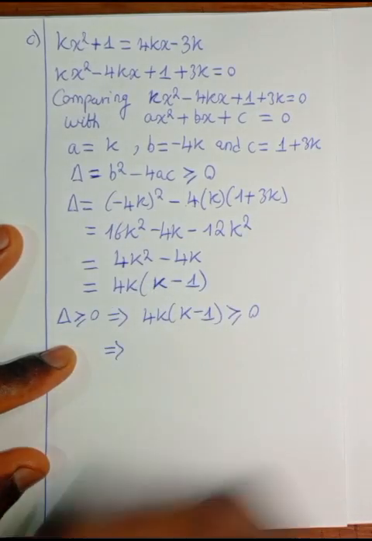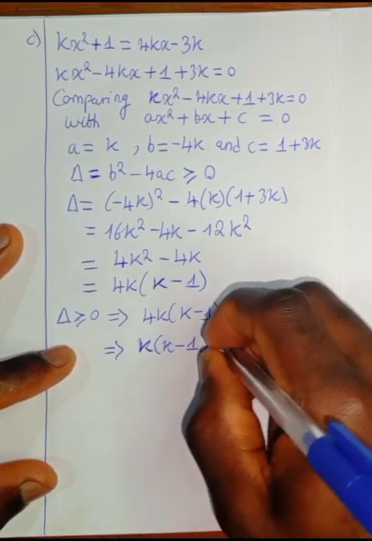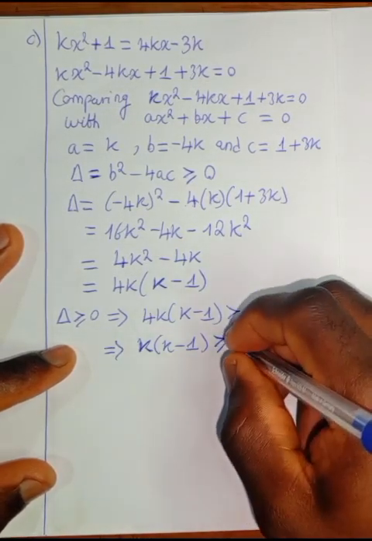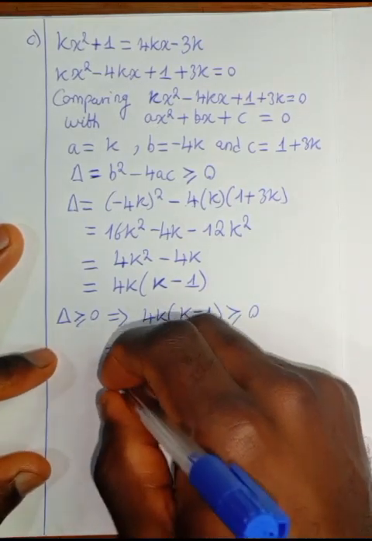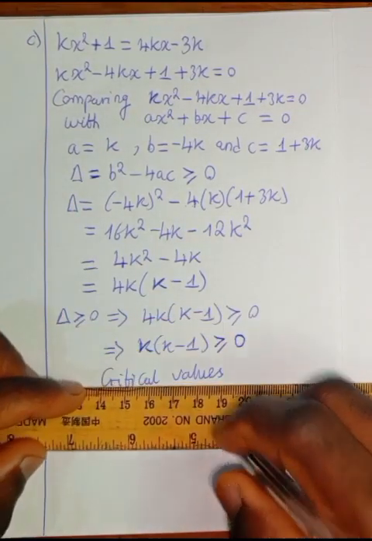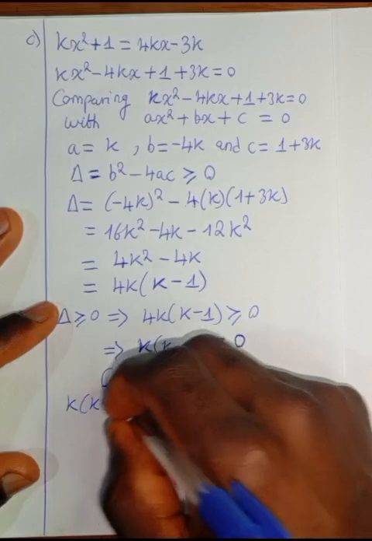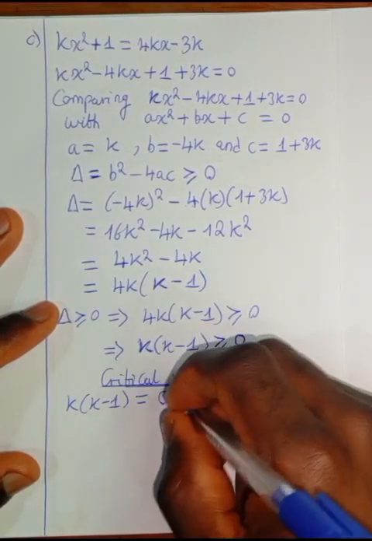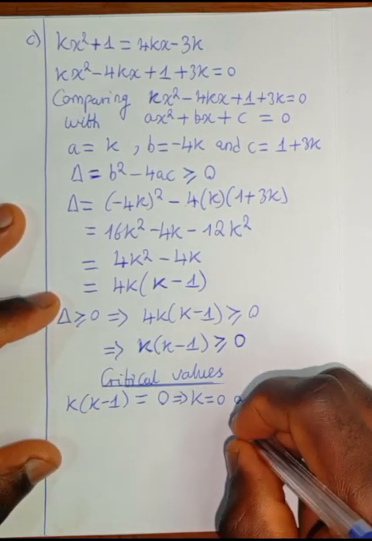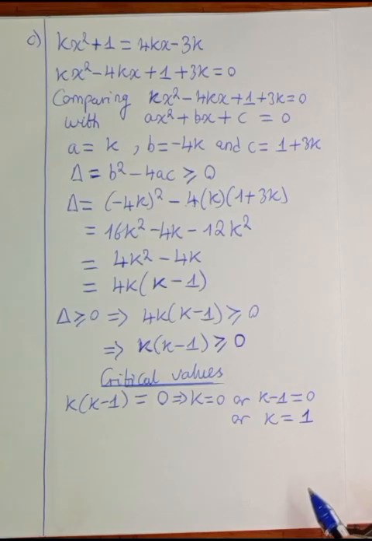At this stage, if we divide both sides by 4, 4 is a constant, this will give us k times k minus 1 to be greater than or equal to 0. Since we are dividing all through by a positive number, the inequality sign will remain unchanged. 0 divided by 4 remains 0. Next, we need to find our critical values. Critical values are very important. For us to get the critical values, we are going to equate k times k minus 1 to be equal to 0. And then k will be equal to 0 or k minus 1 will be equal to 0. So this will give us k to be equal to 0 or k to be equal to 1. So these are the critical values.